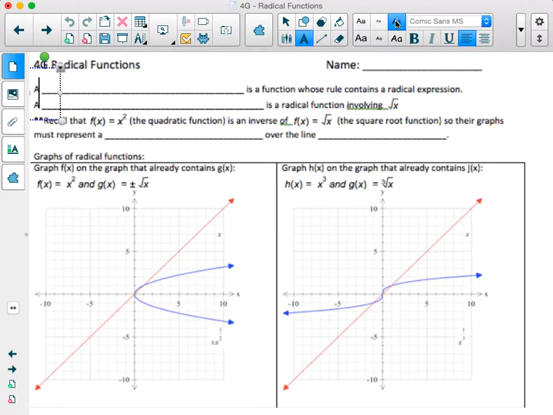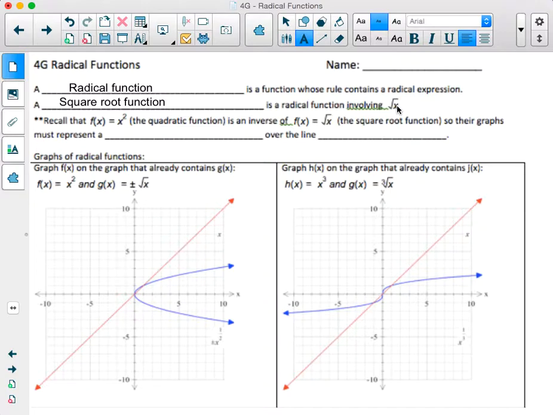So basically, a radical function is any function whose rule contains a radical expression, right? So anytime you have an f of x equals something with a radical in it, it's considered to be a radical function. And we have been most familiar with the square root function. It's basically just a radical function that involves the square root, right?